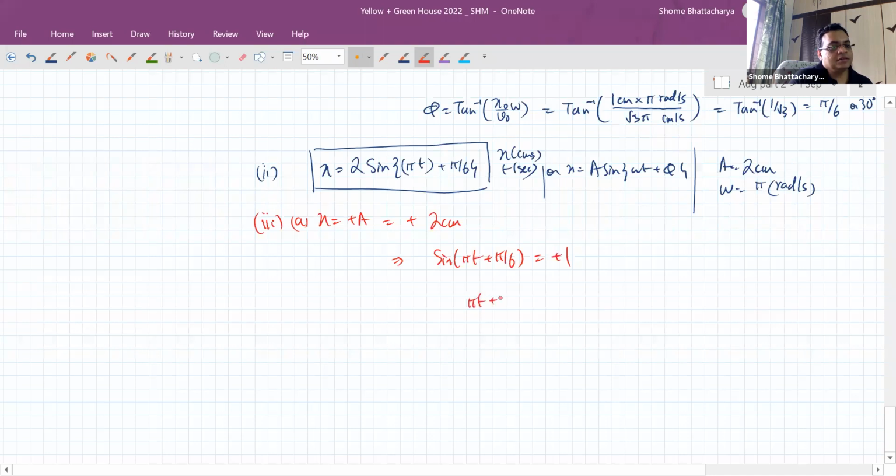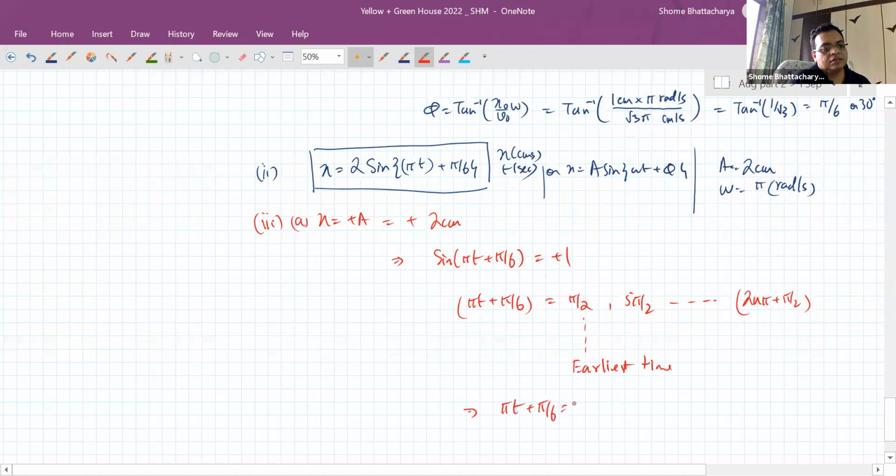So pi t plus pi by 6 should be basically pi by 2, 5 pi by 2, and so on and so forth: 2n pi plus pi by 2. This is the general solution. So this will correspond to the earliest time. Okay. So now you have to just solve this. Pi t plus pi by 6 is pi by 2. So you can just solve it like this, that t in seconds will just be 1 by 2 minus 1 by 6. Okay, so that is 1/3 of a second, or approximately 0.33 seconds. So this is the answer to the A part. This is the earliest time when this becomes this much.